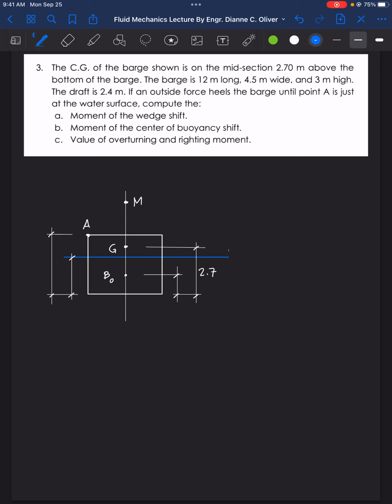And given the dimension of the barge, which is 12 meters long, 4.5 meters wide, and 3 meters high, the draft is 2.4 meters. If an outside force heels the barge until point A is just at the water surface, compute: A, moment of the wedge shift; B, moment of the center of buoyancy shift; and C, value of overturning and righting moment. Okay. So the draft given here is 2.4 meters.